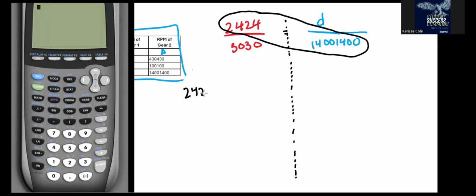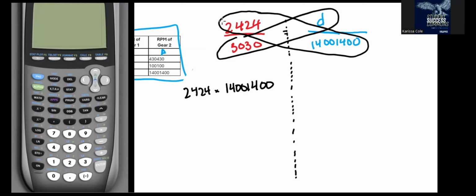So 2424 times 1400, first one, and then bottom of the first fraction times top of the other. So then I have 3030 times D. I'm just going to smoosh those together.